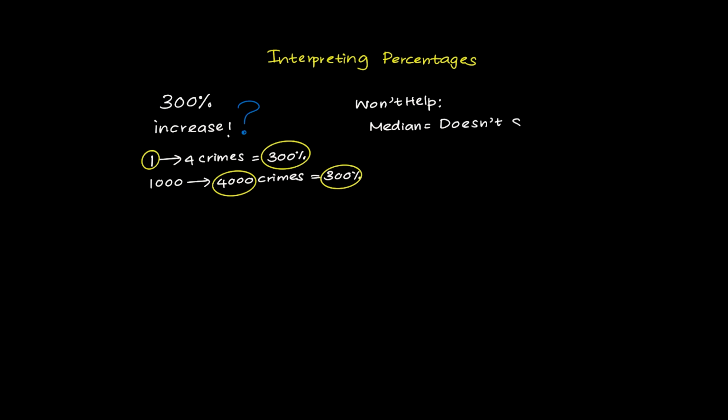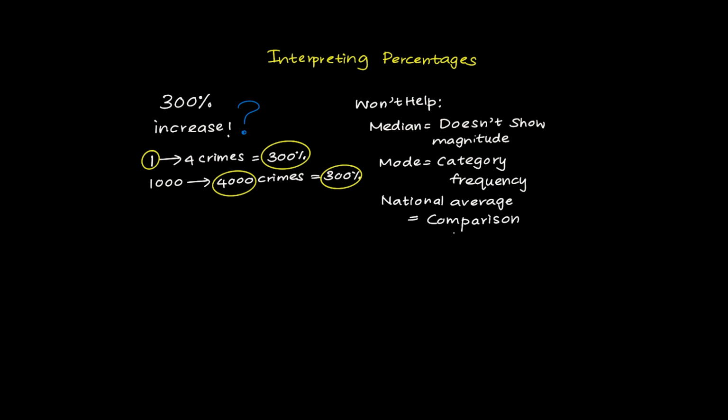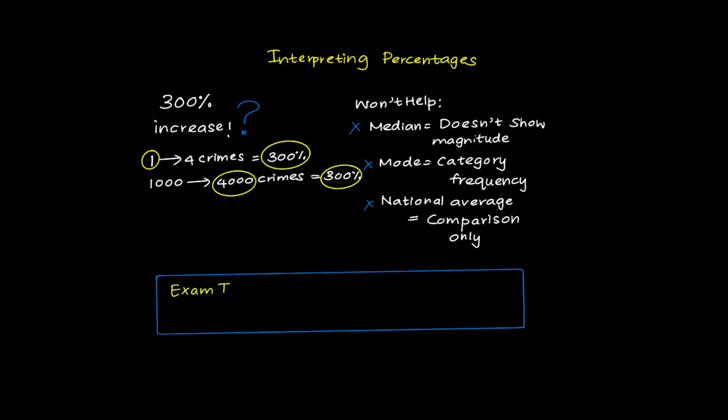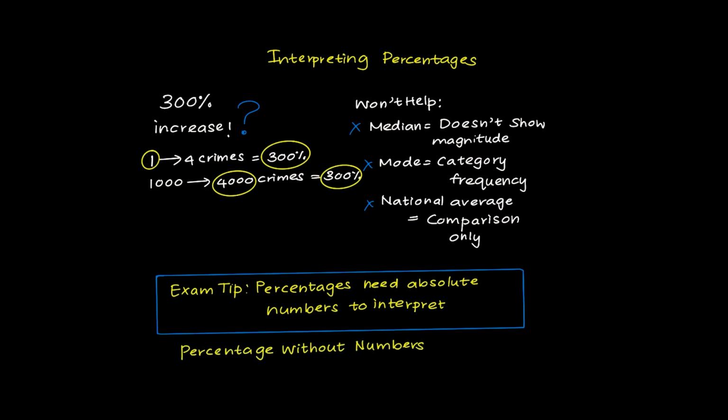The median crime rate wouldn't clarify the actual magnitude. The mode of crime types tells you frequency of categories, not what the percentage means. National averages provide comparison but don't address interpreting the percentage itself. Here's a WGU D265 OA exam tip for you. Always ask for absolute numbers when percentages are presented. Percentages without base numbers can mislead. Quick recall hook. Percentage without numbers, equal sign, possibly meaningless.